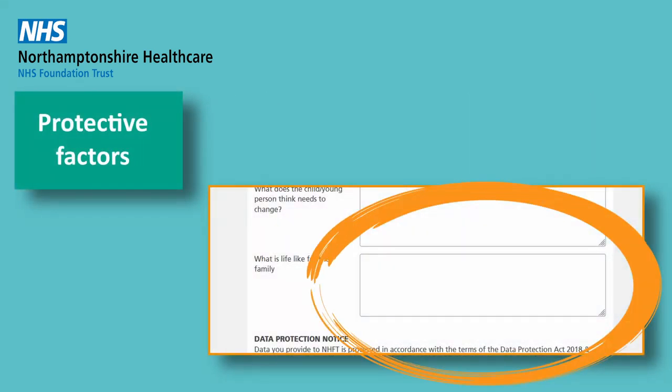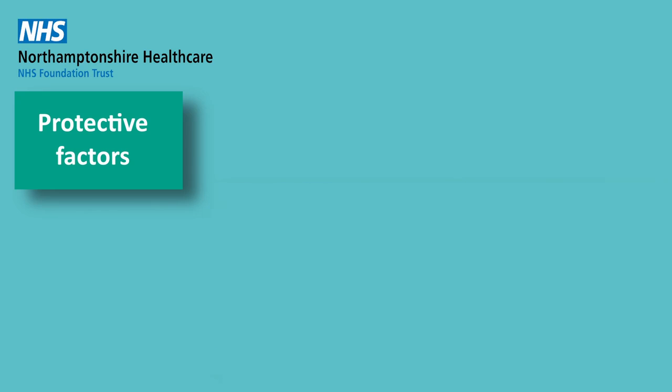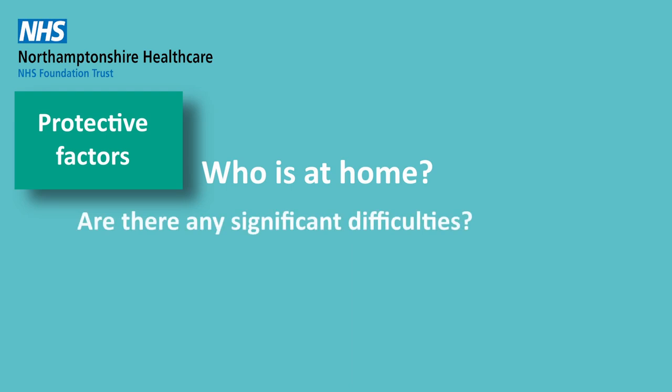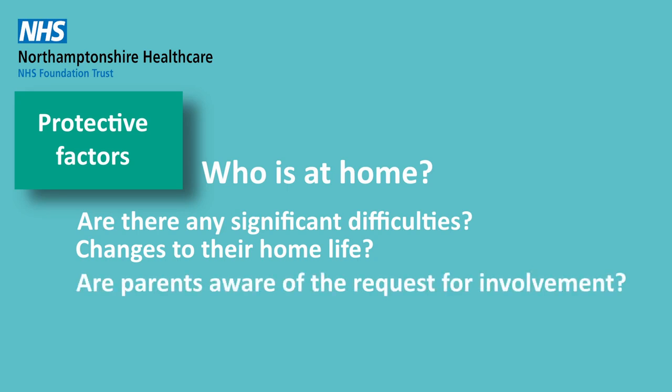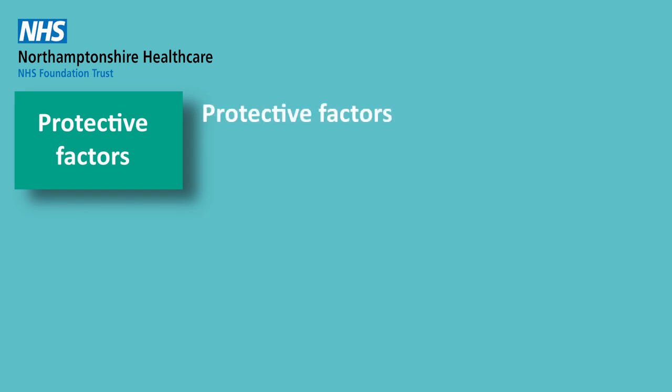This final section is asking about what life is like at home for the young person. It is helpful to know who is at home and if there are any significant difficulties or changes in their home life. We also need to know if the parents are aware of the request for involvement, and if not, the reason why not. Talking to the parents can be really helpful in building a complete picture of the young person's experience.